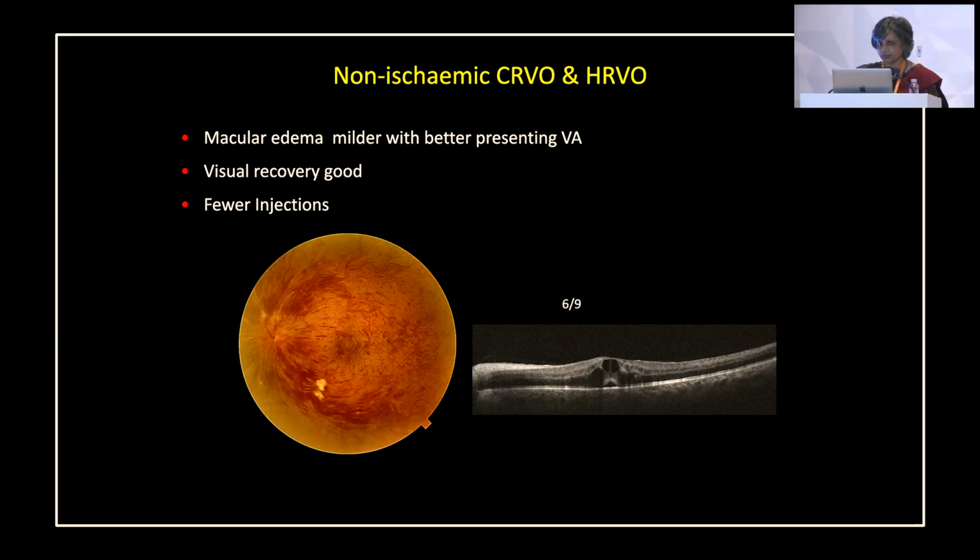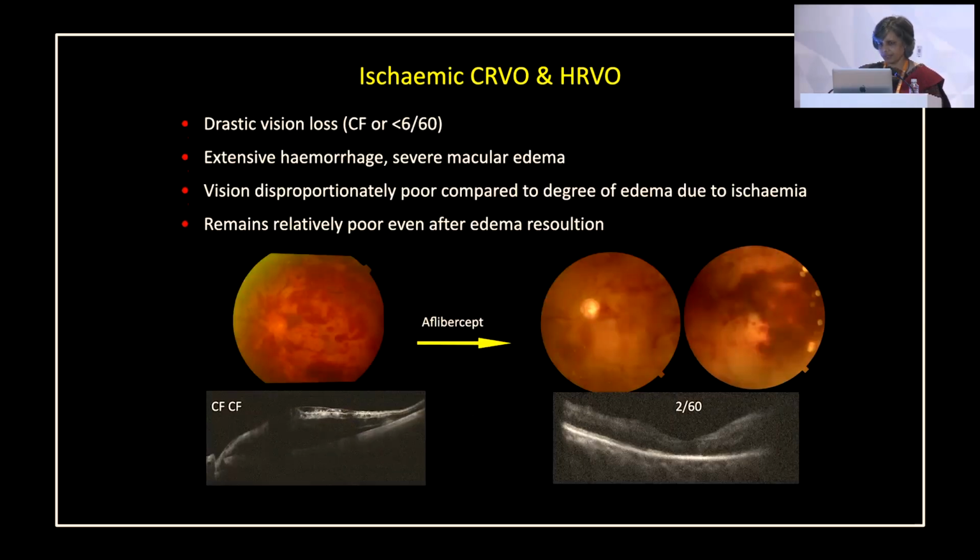This is how they present, and generally good visual recovery, though recurrent edema is there. Ischemic CRVO and HRVO present with much more severe vision loss, extensive hemorrhages, maybe massive macular edema, or even absence of macular edema but severe ischemia. And the vision remains poor even after the macular edema resolves because of the ischemia.